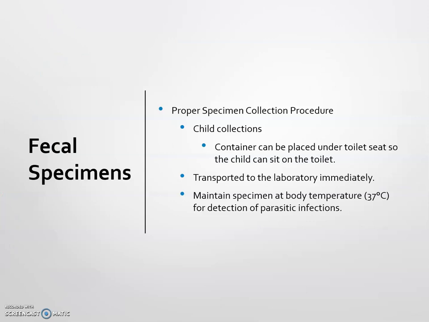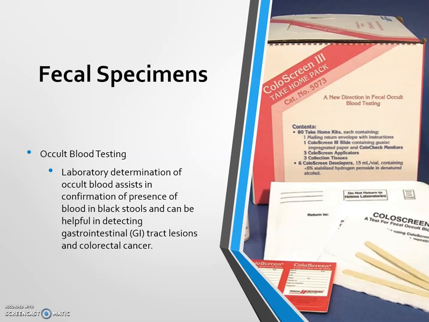For child collection, the hat can be placed under the toilet seat so that the child can sit on the toilet, and the specimen is transported to the laboratory immediately. Sometimes, depending upon what the parasite is, they might do a tape test for a baby, or they could use that bag that they used for urine collection for a stool sample as well. Maintain the specimen at body temperature for detection of parasitic infections because that's the environment they thrive in.